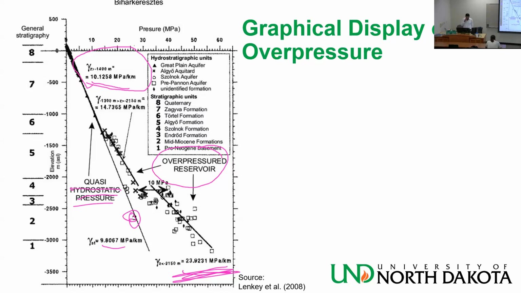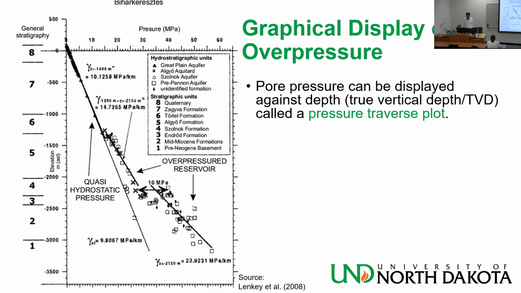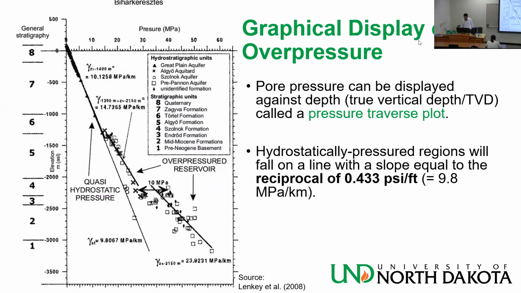So yeah, that's how it looks on a diagram, and you're gonna see in your homework an example of a log, I think, with different values for SV, etc. Pore pressure can be displayed against depth in a pressure traverse plot. That's what you are seeing on the left. Hydrostatically, pressure regions will follow the line with a slope equal to 0.433 psi per foot or 9.8 MPa per kilometer. That's the exact value of 0.433. It's not 10, roughly we say 10, but it's really 9.8.